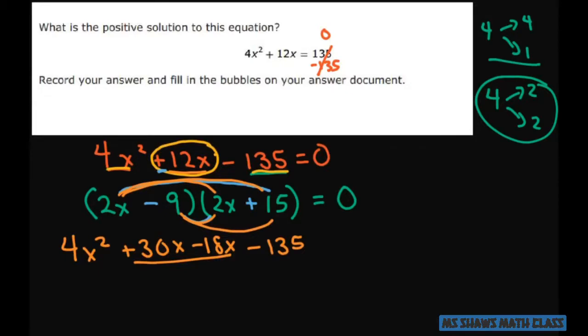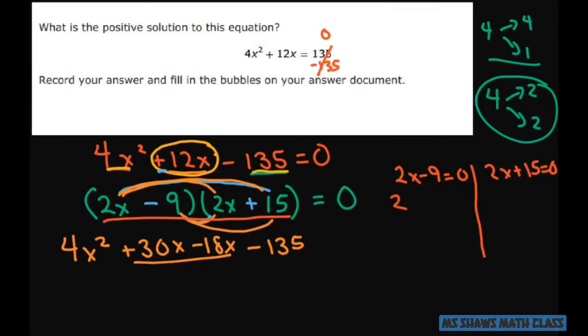So since we have our factors here, we set them both to 0. So we're going to set 2x minus 9 equals 0 and 2x plus 15 equals 0. So you add 9 to both sides, you get 2x equals 9. Subtract 15, you get 2x equals negative 15. Divide both sides by 2, you get x equals 9 halves. And this one's going to be x equals negative 15 halves.